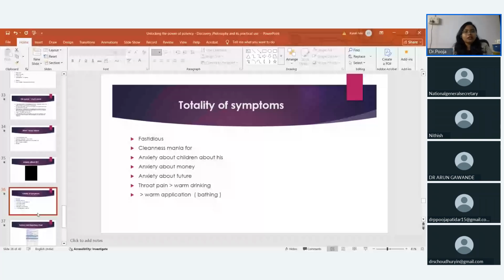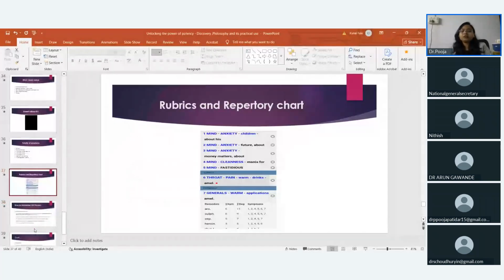So my totality of symptoms was: fastidious, mania for cleanliness, anxiety about children, anxiety about money, anxiety about the future, throat pain ameliorated by warm drinking and ameliorated by warm application. So this was my totality, and this was my final chart of the repertory.